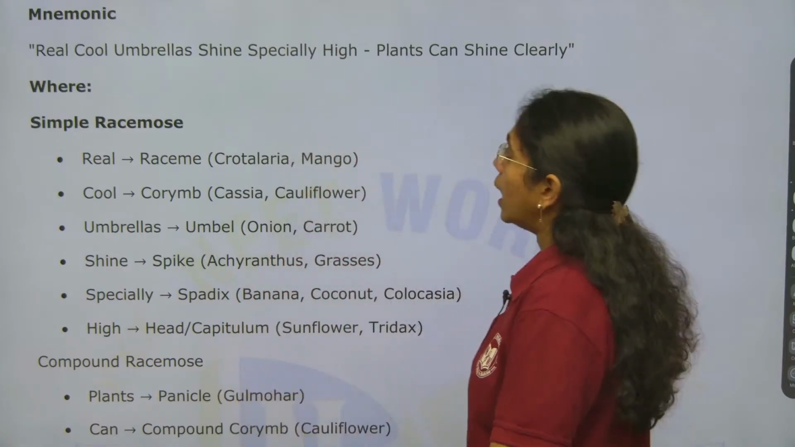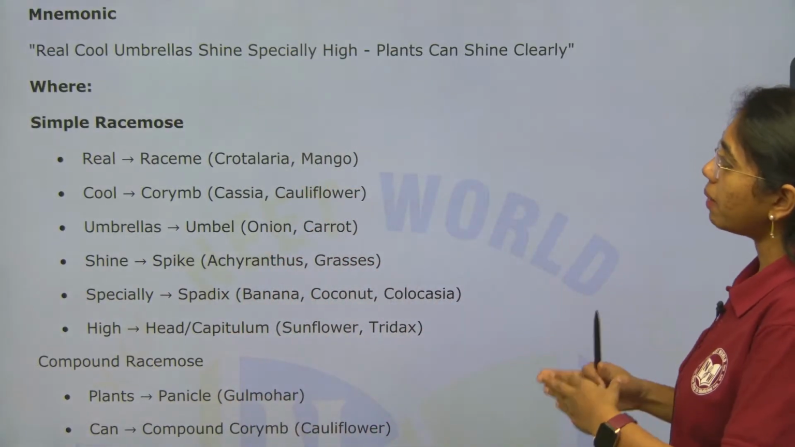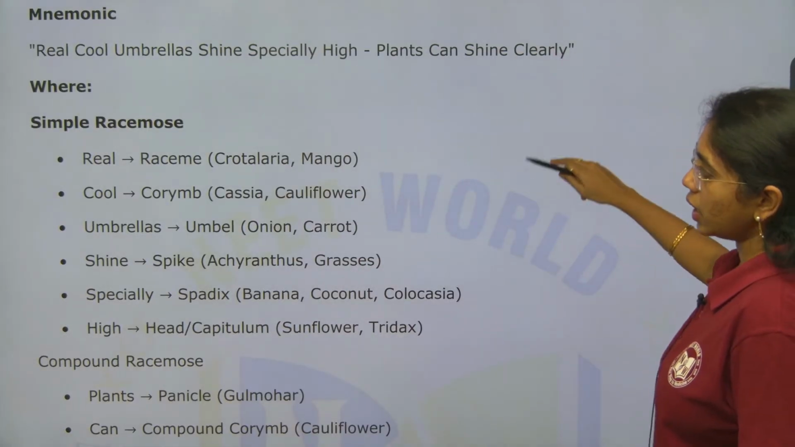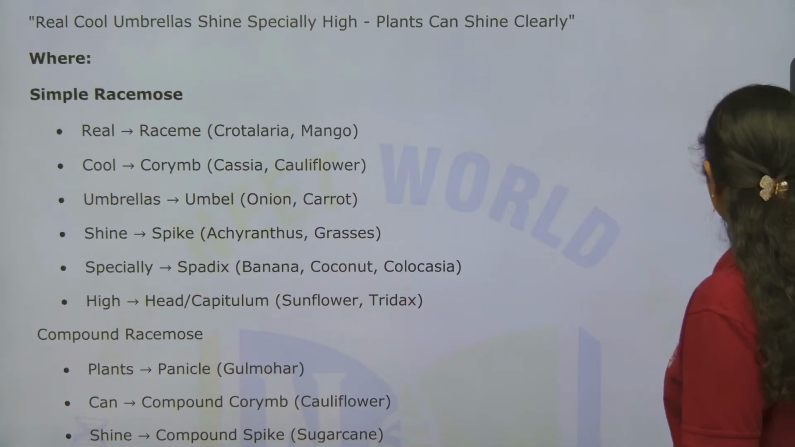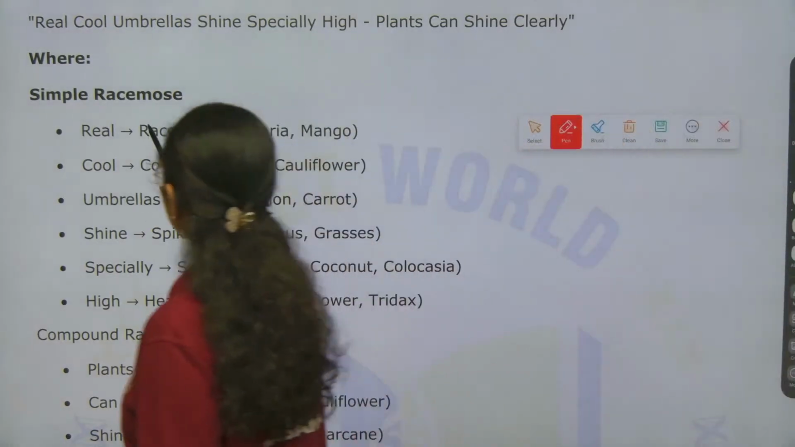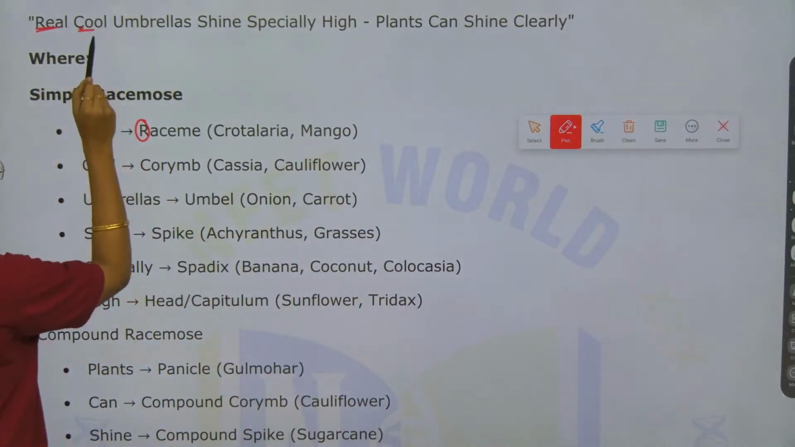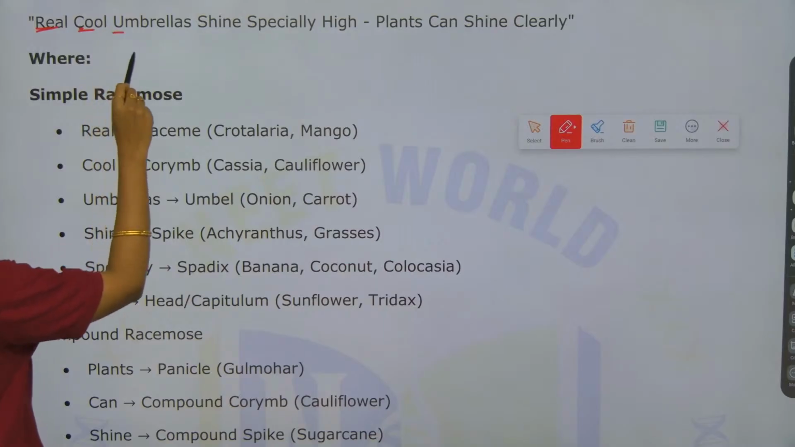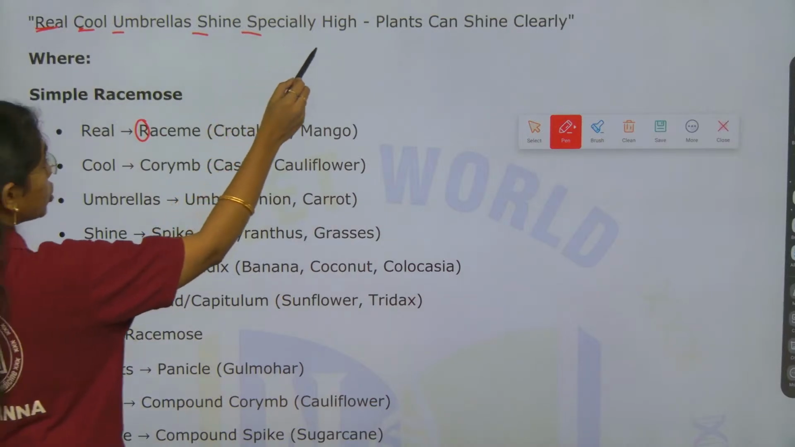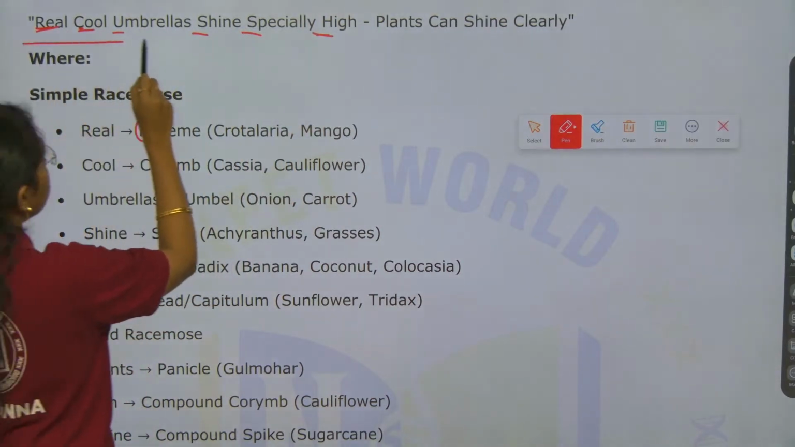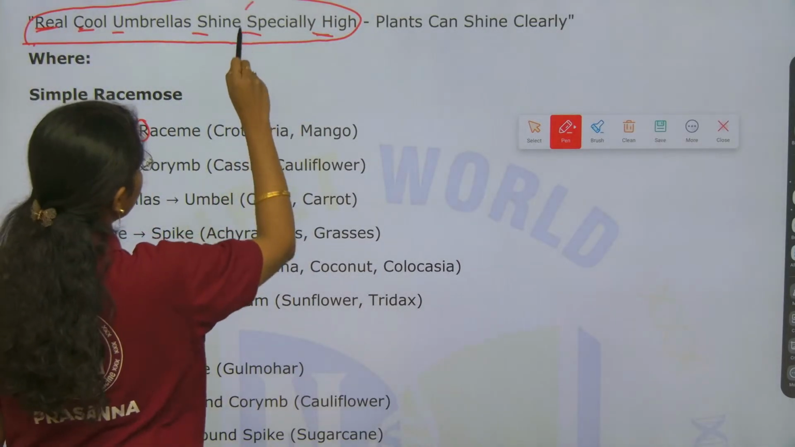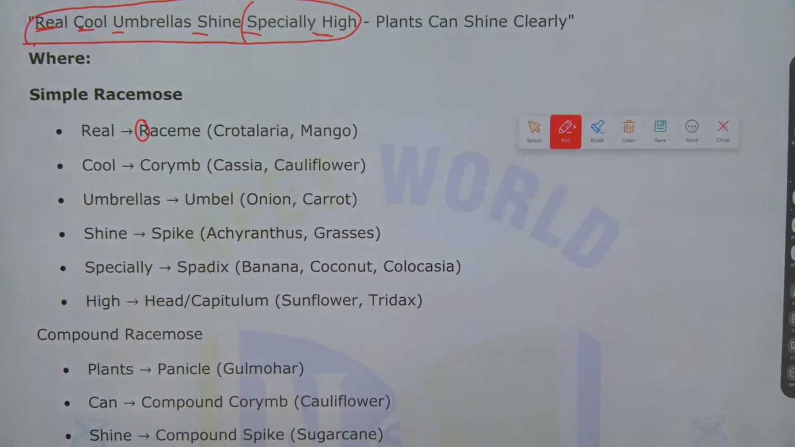Okay, so the mnemonic here is: real cool umbrellas shine specially high, plants can shine clearly. For simple racemose inflorescence, R, real, that is for raceme, and then C for corymb, U for umbel, S for spike and spadix, and H is for head or capitulum. This completely covers simple inflorescence and specialized types of inflorescence, that is spadix and head or capitulum.